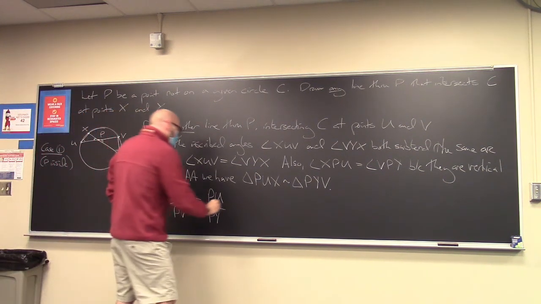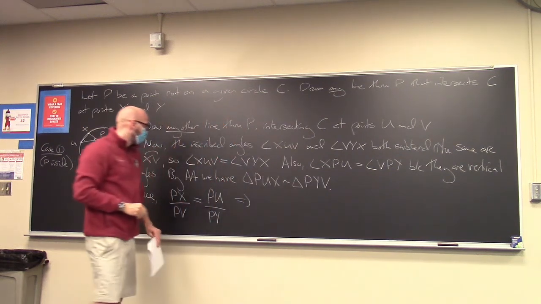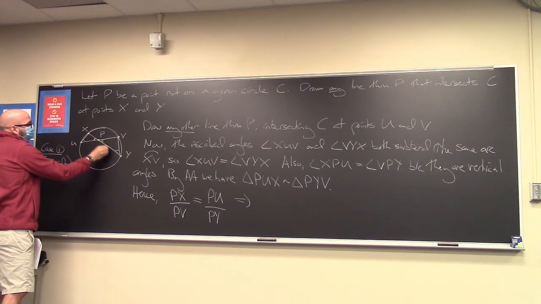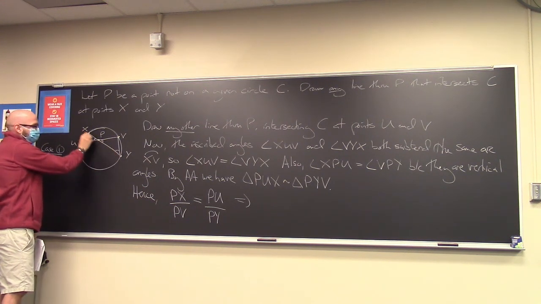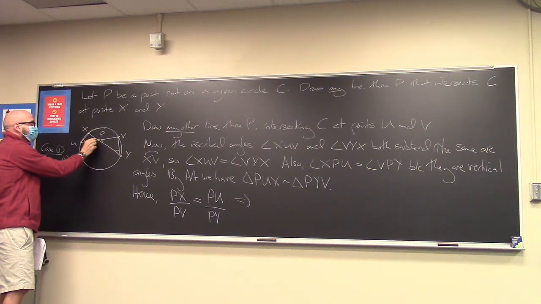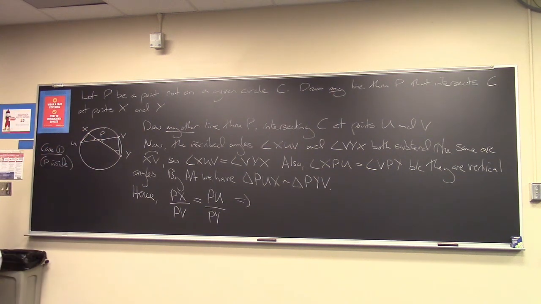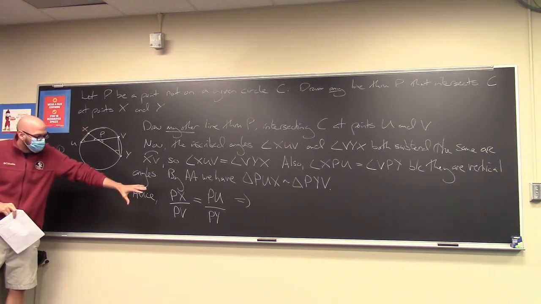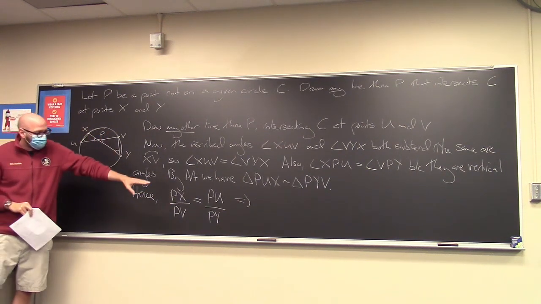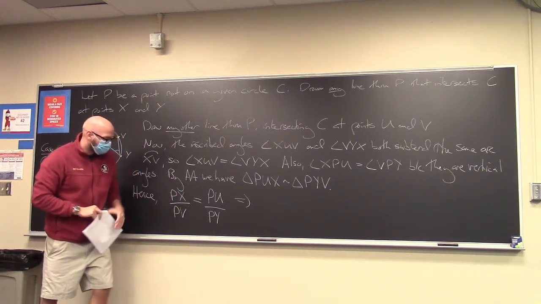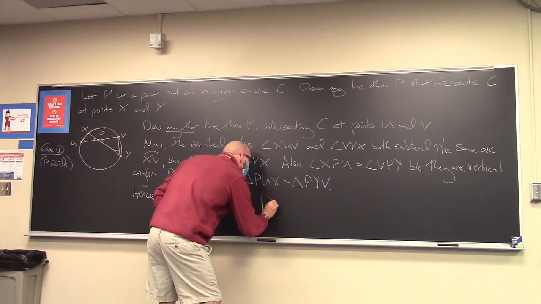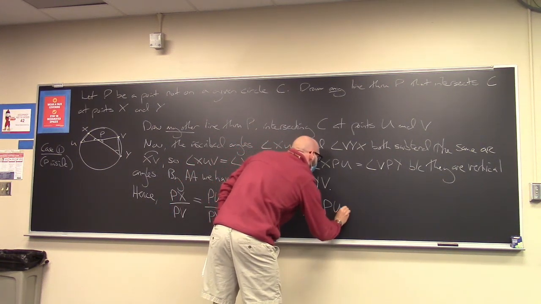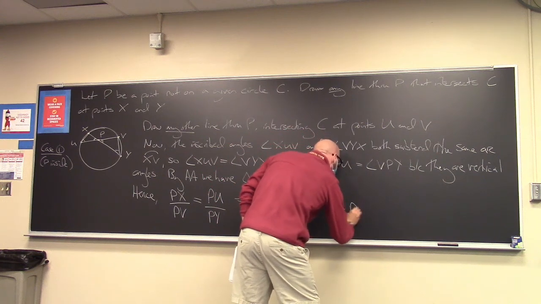The reason I did this is actually to write this in a different way. The points X, P, and Y all correspond to one line, and the points U, P, and V all correspond to another line. So let's rearrange this, with points corresponding to one line on one side of the equation and points corresponding to the other line on the other side. All I need to do is cross multiply, and I'll have PX times PY is equal to PU times PV.